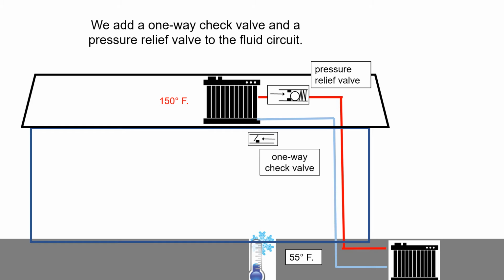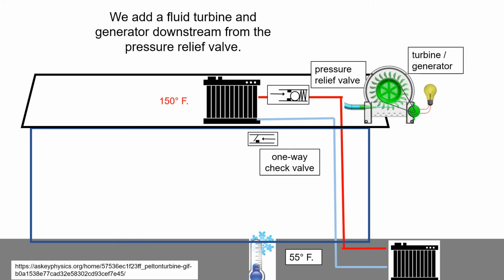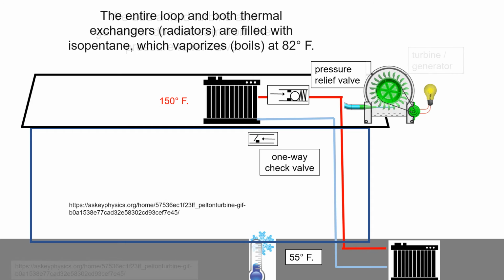We add a one-way check valve and a pressure relief valve to the fluid circuit. We add a fluid turbine and generator downstream from the pressure relief valve. The entire loop and both thermal exchangers or radiators are filled with isopentane, which vaporizes or boils at 82 degrees Fahrenheit.